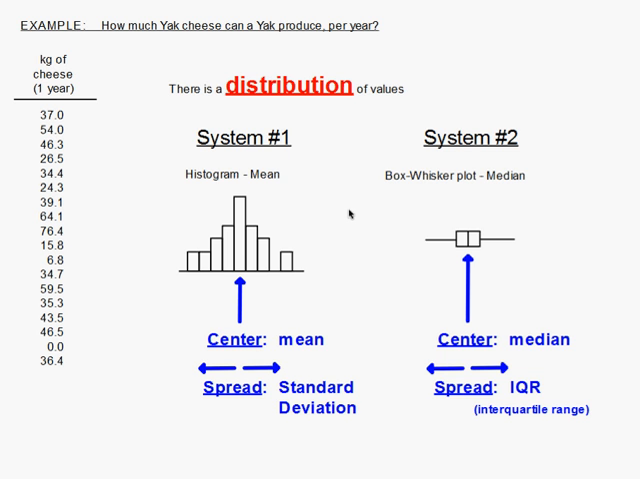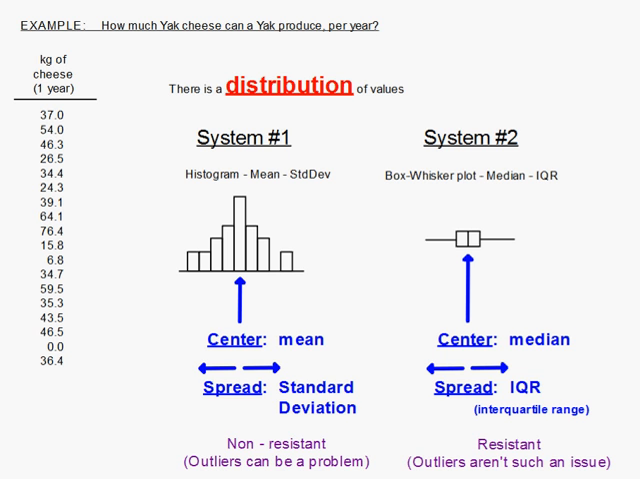Well, it kind of depends a lot on whether there are outliers, because here are some terms which you will need later on. System number one is called a non-resistant system, in which outliers can be a problem. System two is called a resistant system, because outliers really don't pose as much of a problem.